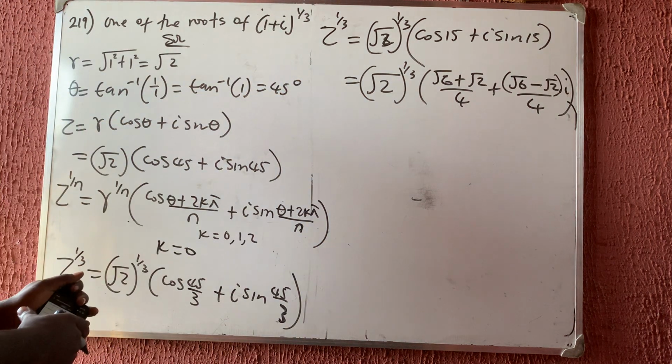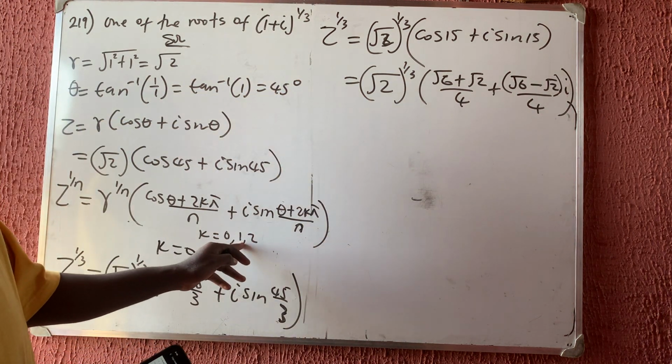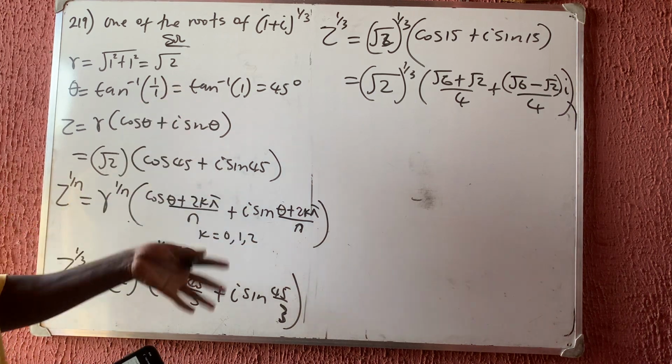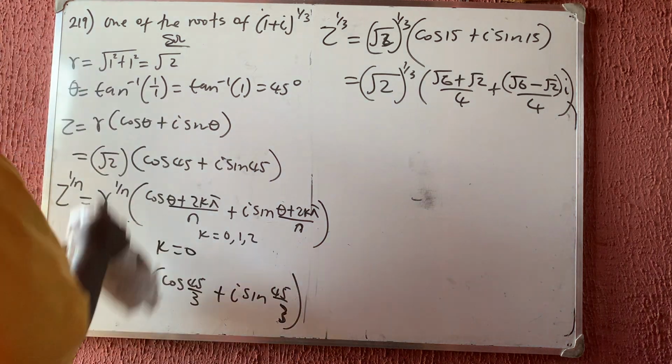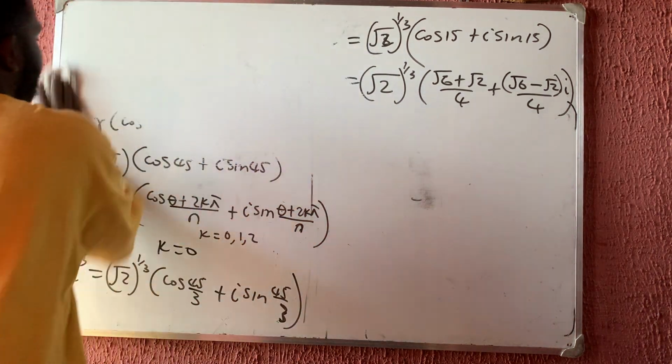So this is one of the roots. You can decide to choose when k is 1 by yourself and when k is 2. So they are going to be 3 in number, but they say we should find one of them. So this is the answer to just one of them. So we'll go to question number 220.